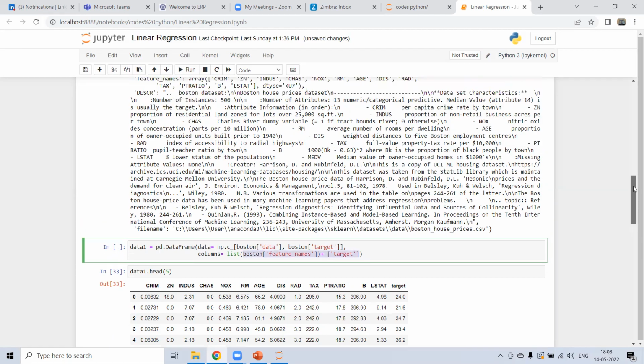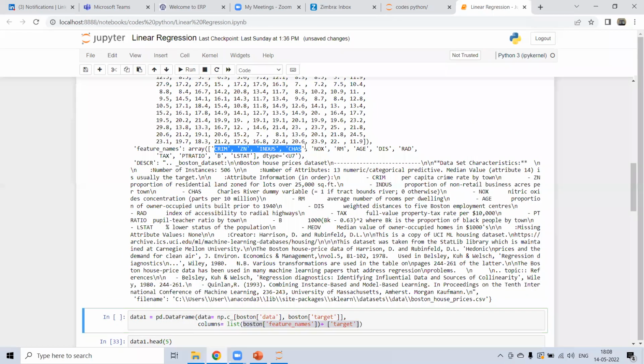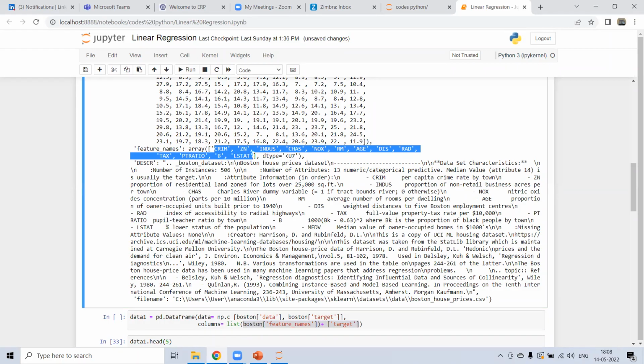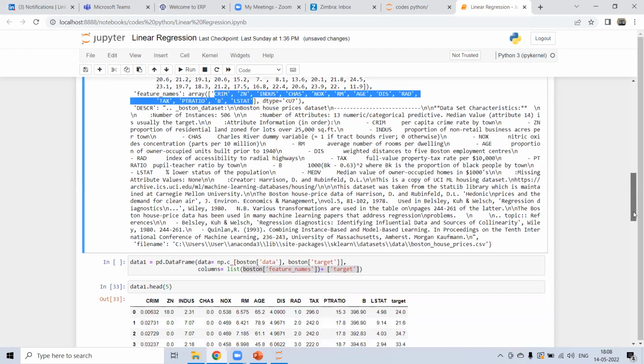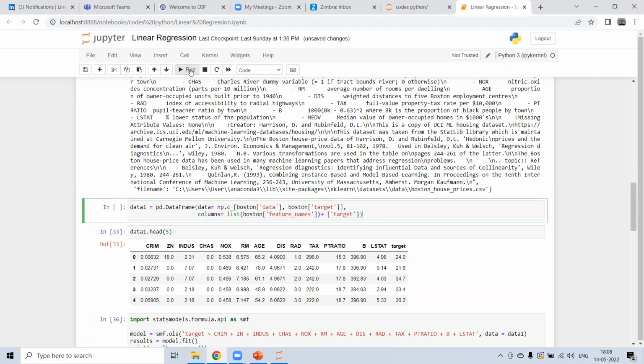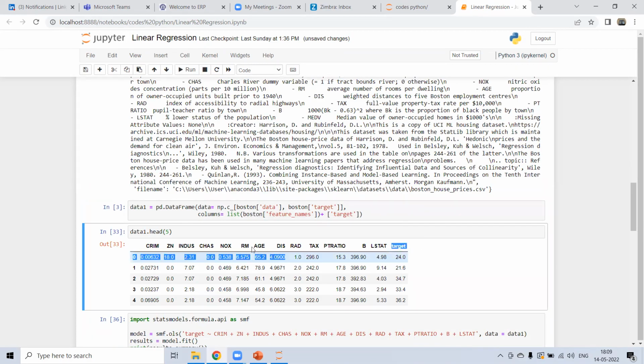So what are those feature names? CRIM, ZN, INDUS, CHAS, NOX, RM, AGE, DIS, RAD, TAX, PTRATIO, B, LSTAT. These are basically the names of my X variables, and target is my Y variable. So I am just running it. Let me show you how the data looks. The data ultimately looks like this. You see the last column is target, and these are my feature names. These are my X variables, and these are my observations for all the X variables.